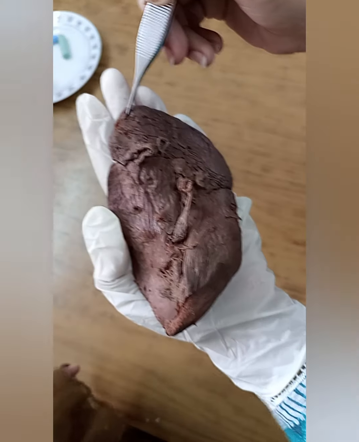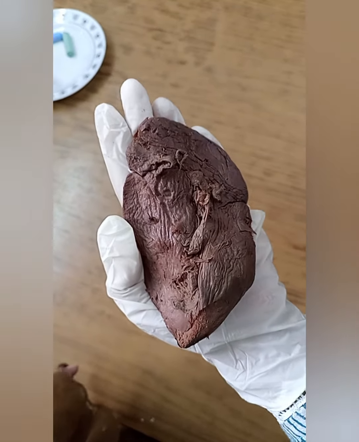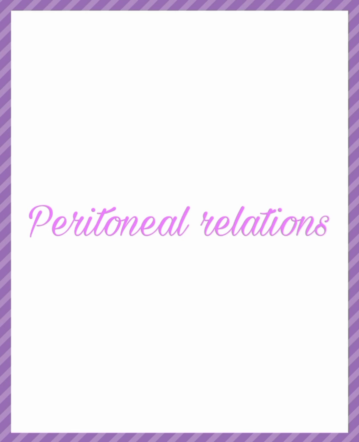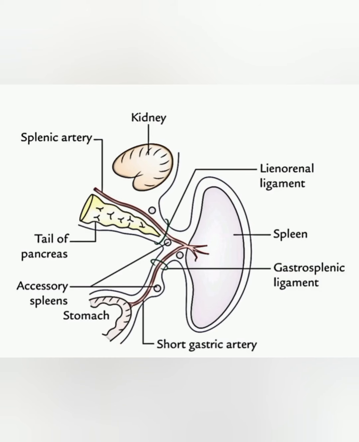Now we will see the peritoneal relations of the spleen. The spleen is related to the gastrosplenic ligament and the lienorenal ligament. Both these ligaments cover the spleen from all around, so the spleen is actually intraperitoneal. We can see here how the spleen is related to the ligaments of the peritoneum.